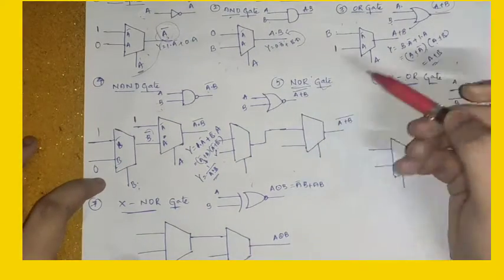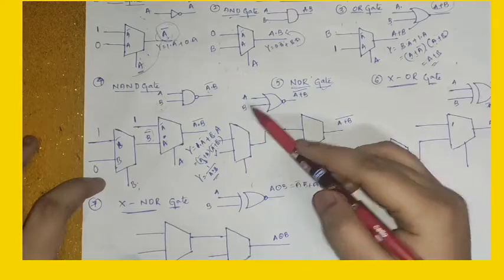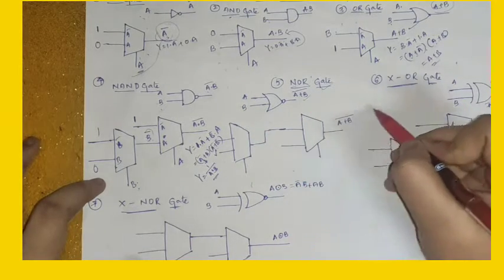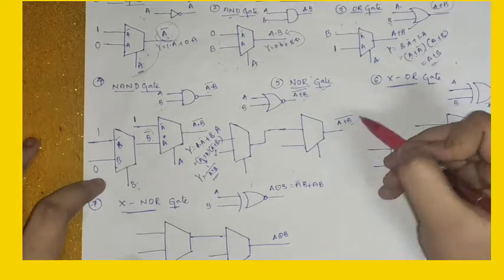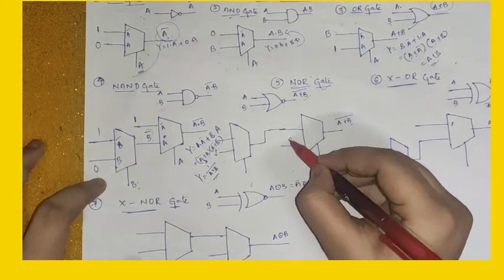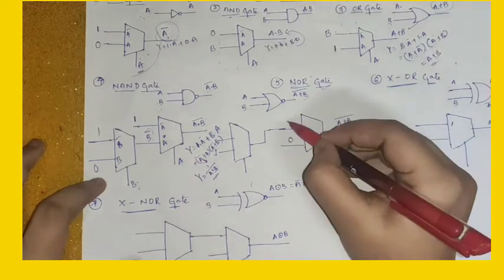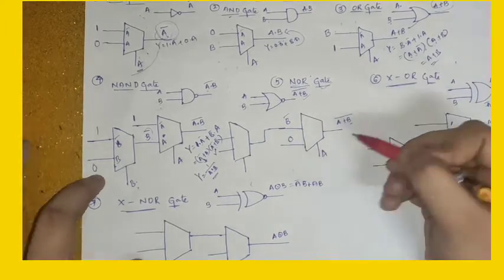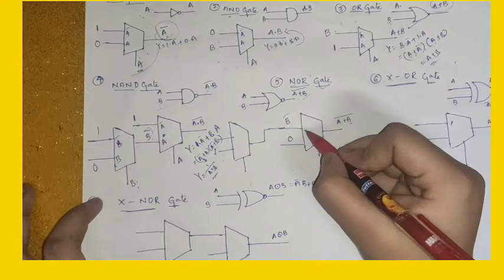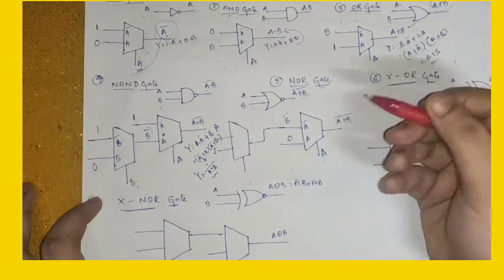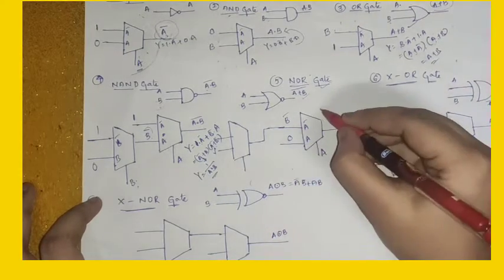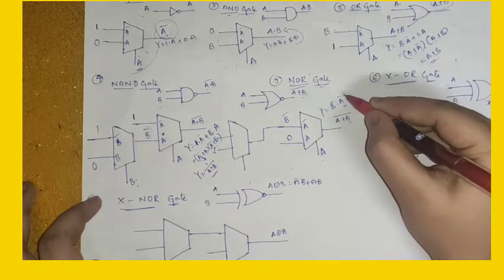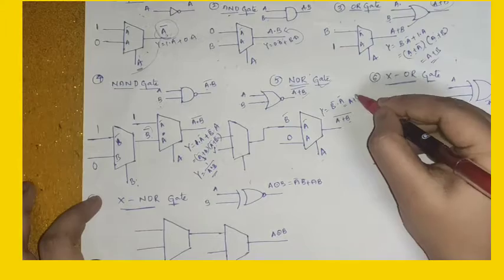For getting the NOR gate, if inputs are A and B, we get the output as A plus B whole bar. So to get A plus B whole bar, take this as 0 and take this as B bar. In all the cases we take the selection line as A. This is A bar and this is A. You will get Y as B bar dot A bar. This is nothing but, according to De Morgan's law, A plus B whole bar.